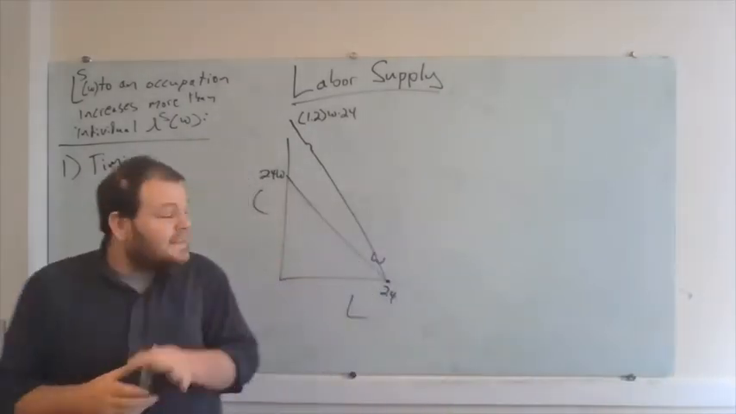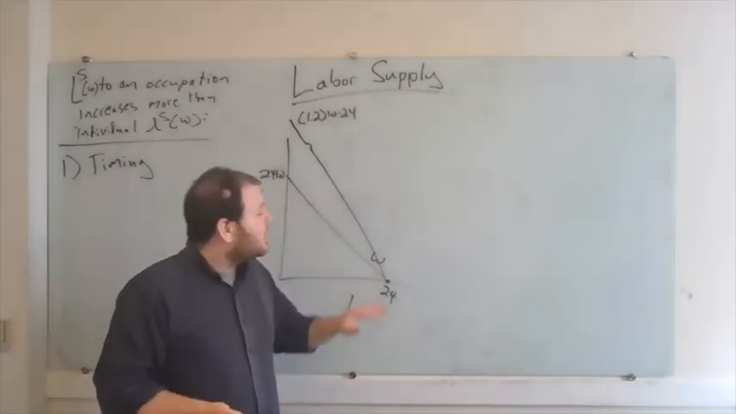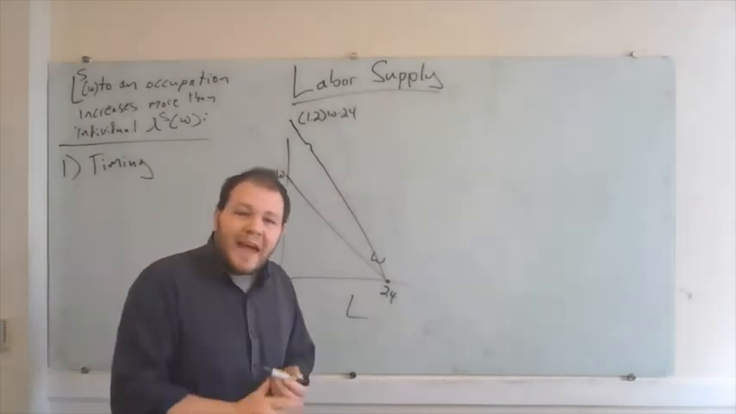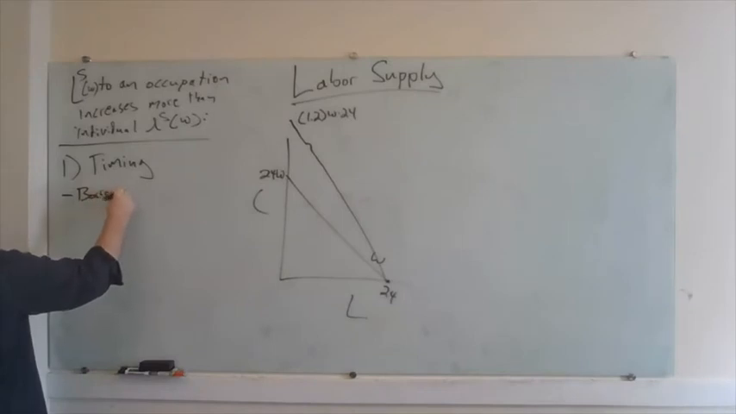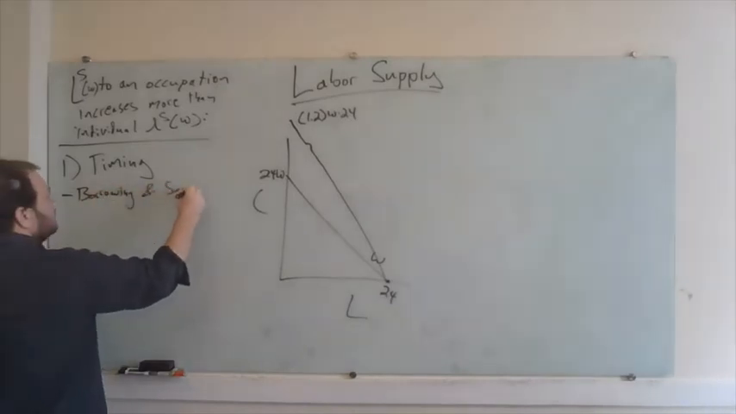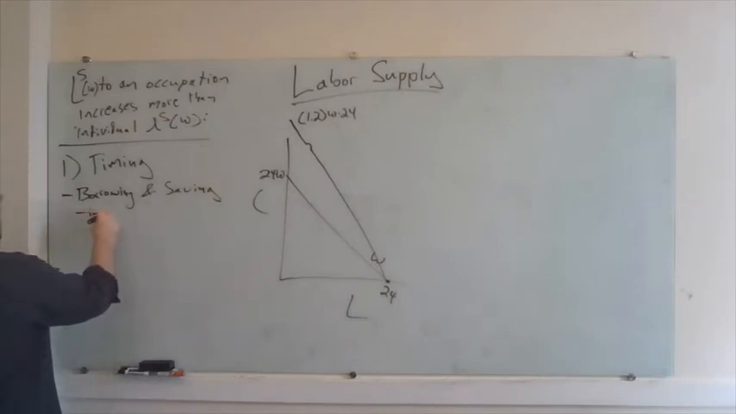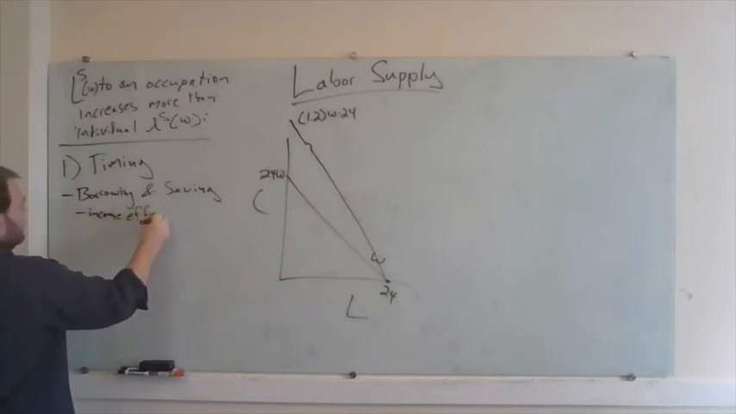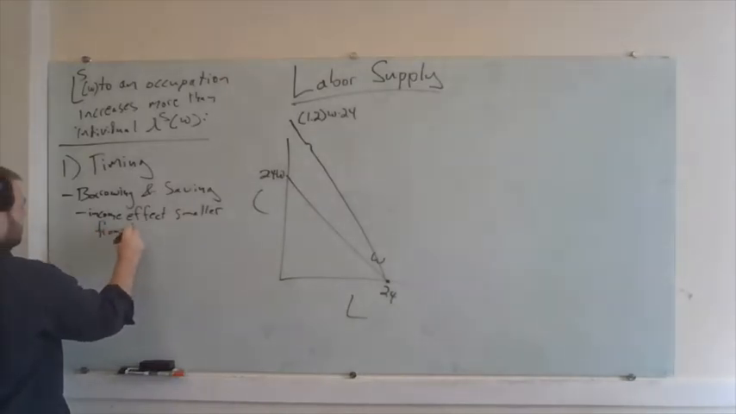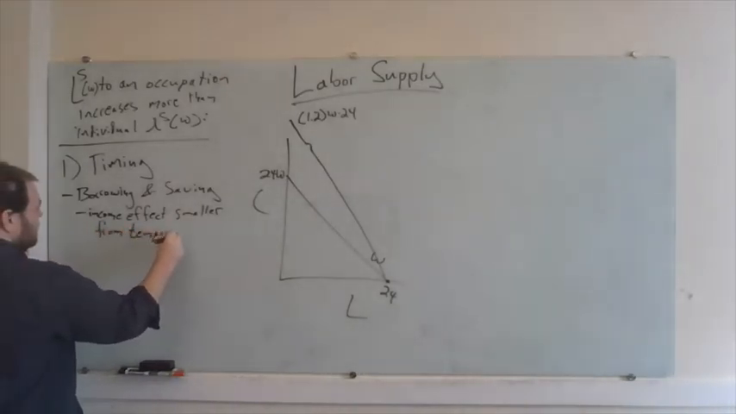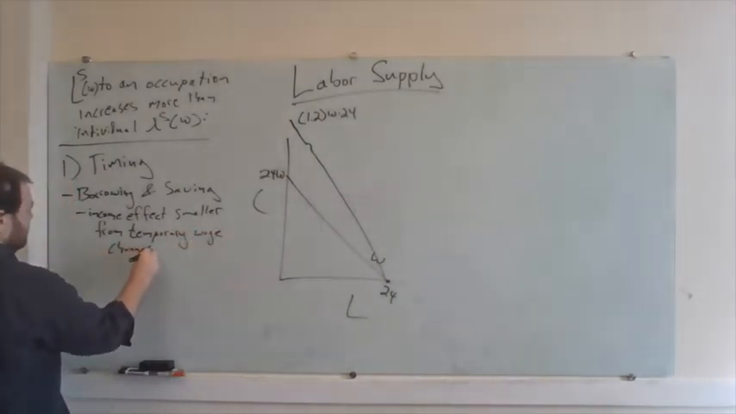And as a result, whereas the substitution effect is still going to be 20%, an hour of leisure today is still going to cost me 20% more than it did before I got my raise, because of borrowing and saving, income effects are going to be smaller from temporary wage changes. Cool.